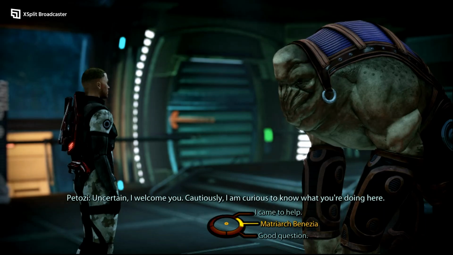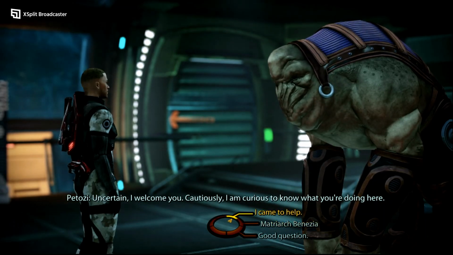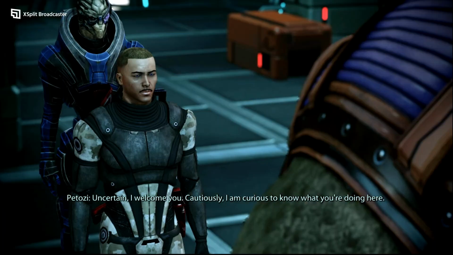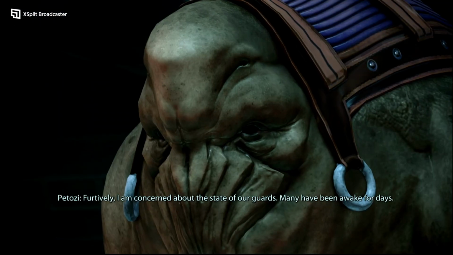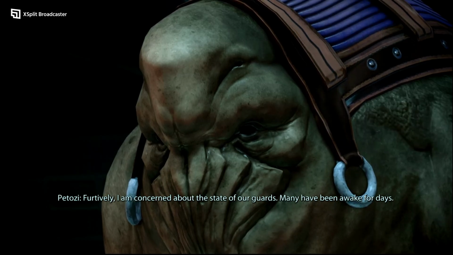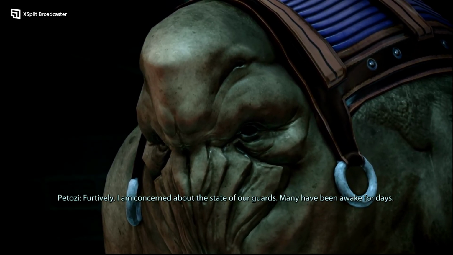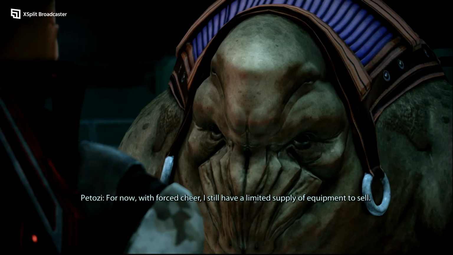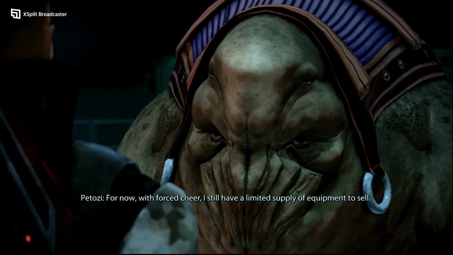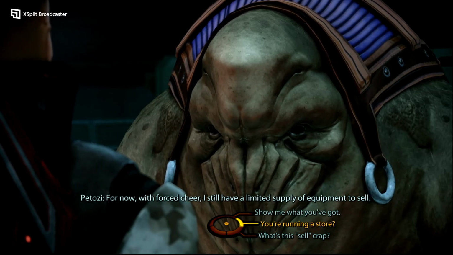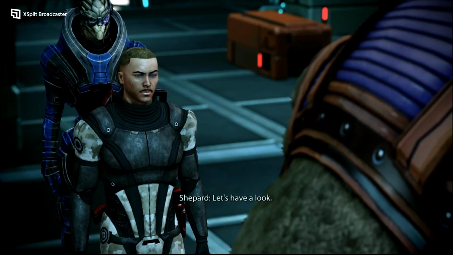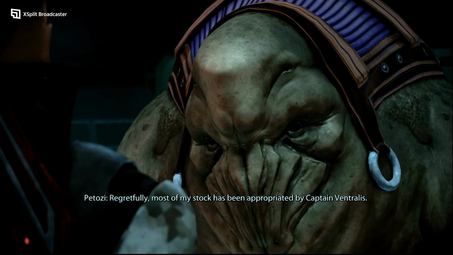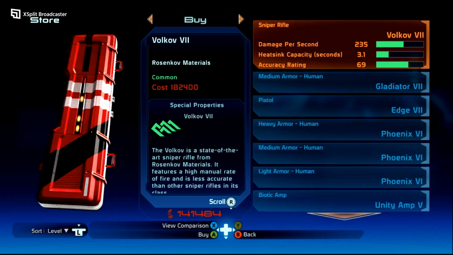Uncertain. I welcome you. Cautiously, I am curious to know what you're doing here. I heard there were some problems up here. Furtively, I am concerned about the state of our guards. Many have been awake for days. For now, with forced cheer, I still have a limited supply of equipment to sell. Let's have a look. Regretfully, most of my stock is being appropriated by Captain Ventrellis.